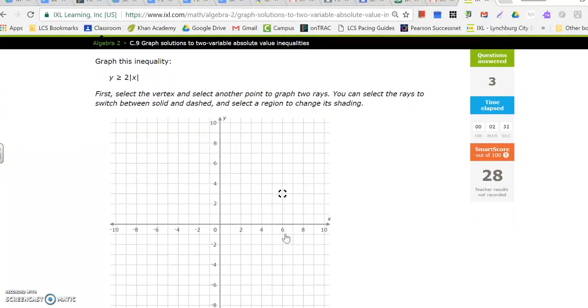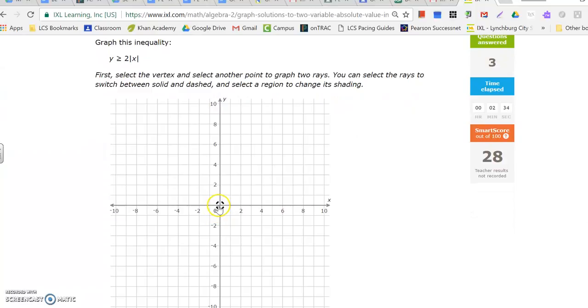Okay, here's when we have a slope. This makes it just a tiny bit trickier. Vertex is 0, 0, because there's nothing getting added inside or outside. But instead of going up 1 over 1, I'm going to go up 2 over 1. That's what that 2 on the outside is going to do. It's going to change my slope. Greater than or equal, so I want to graph the line, but I need greater than, which is above.